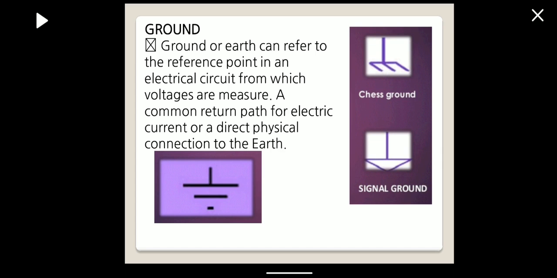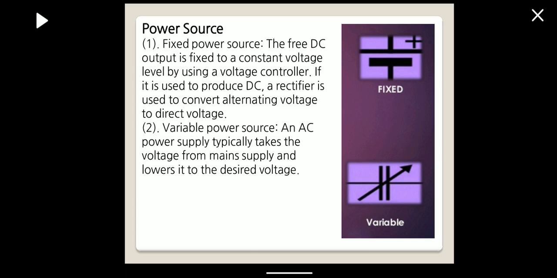The first one is chassis ground. This is the symbol for the chassis ground. Second is signal ground, and the third one is earthing or grounding. So the symbol is shown like this. Whatever the diagram may be, when you show the ground, you must show this symbol at that time.